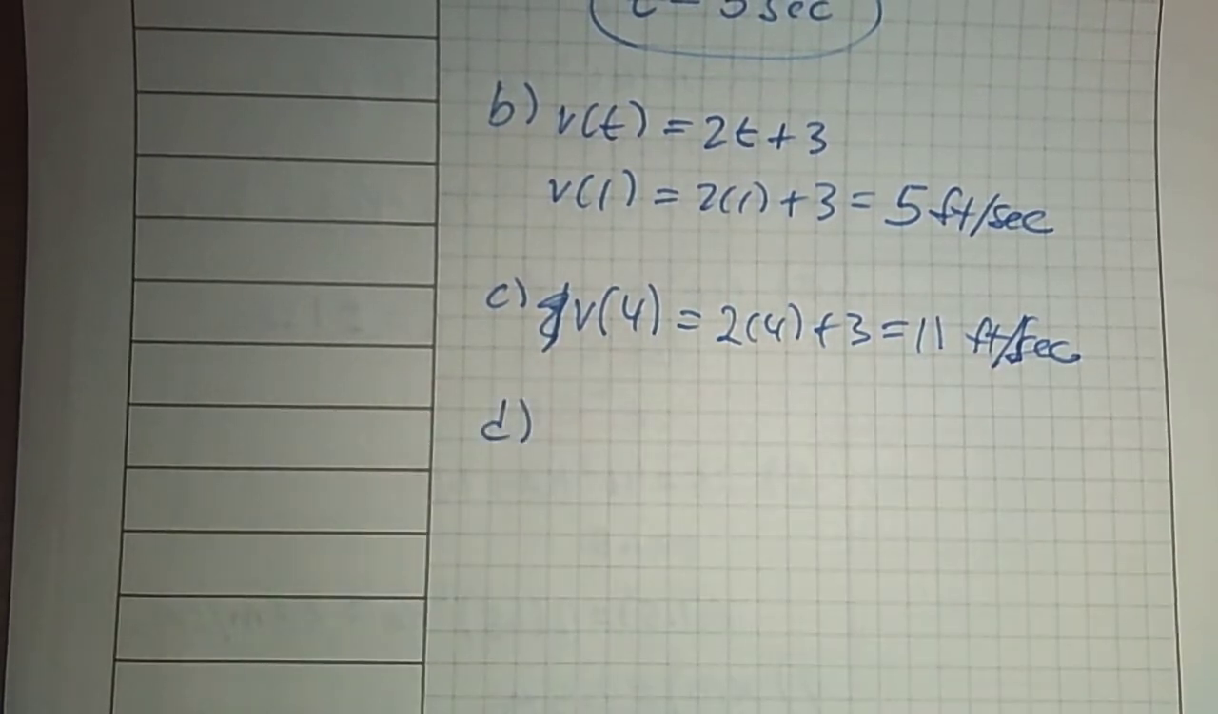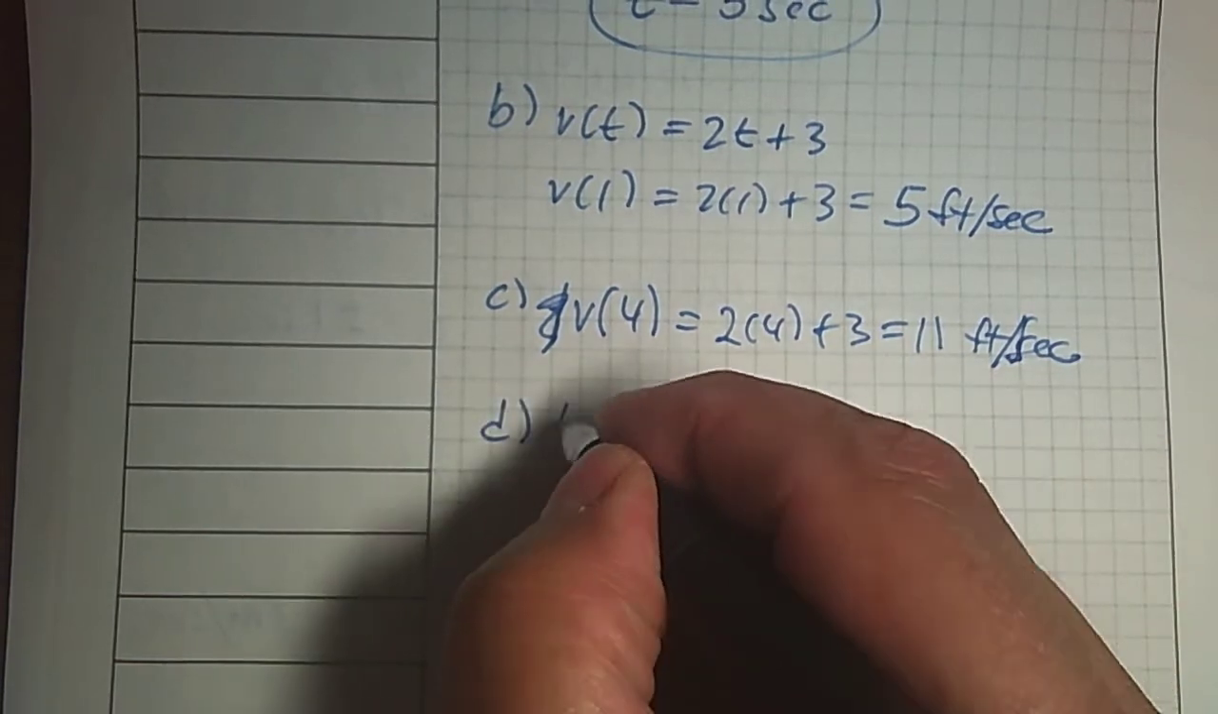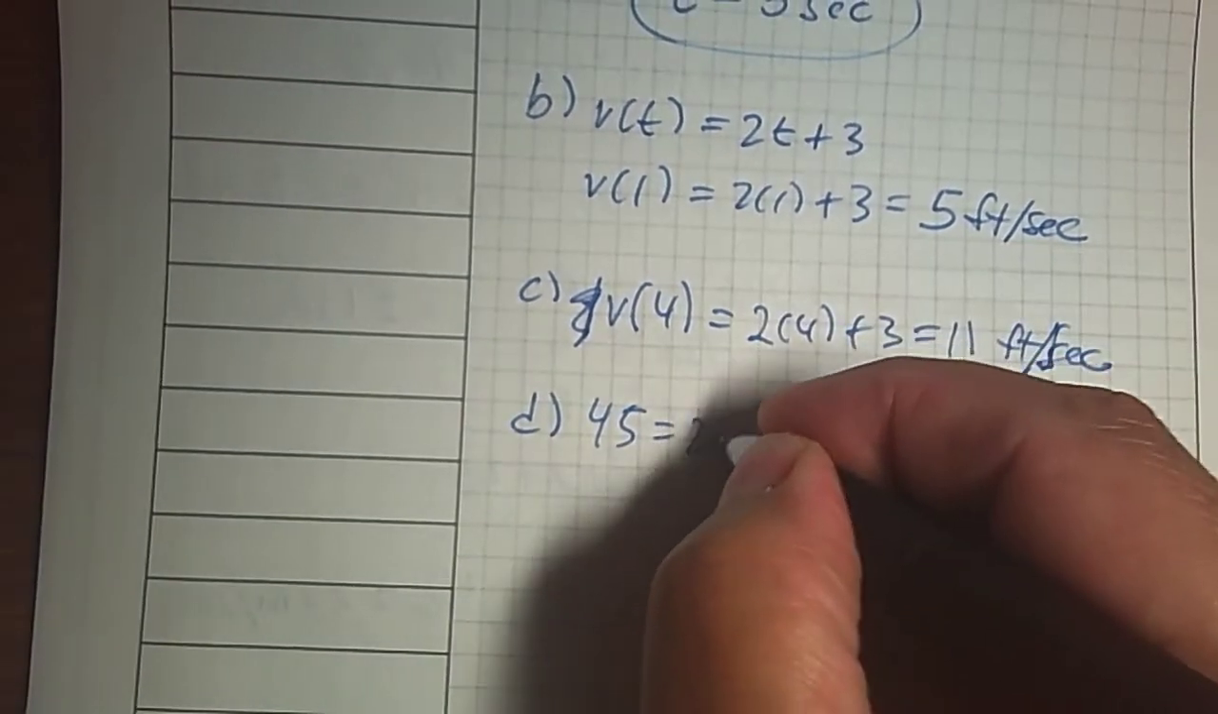D. In part D, what is the balloon's velocity when it is 45 feet high? So I'm going to take the velocity, make it equal.